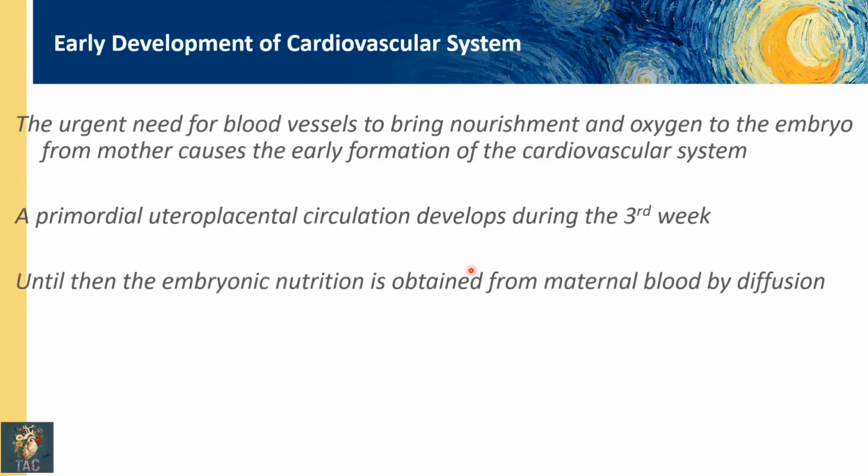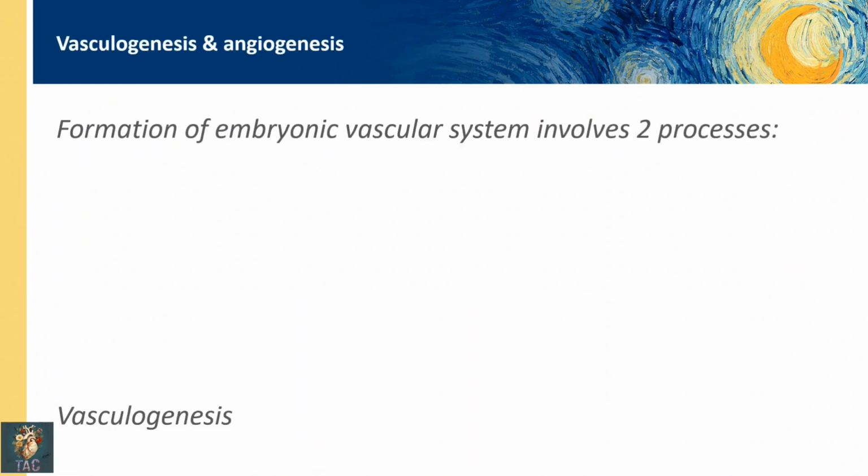And this is because there is an urgent need for the blood vessels to bring nourishment and oxygen to the embryo from the mother, because of the early formation of the cardiovascular system. The primordial uteroplacental circulation develops during the third week of intraembryonic life, and this is a very important MCQ as well. Until then, embryonic nutrition is obtained from internal blood by the process of vasculogenesis and angiogenesis.